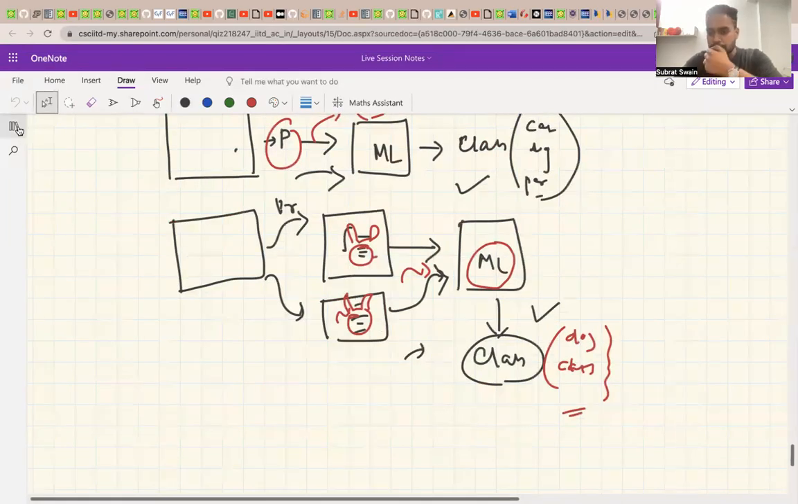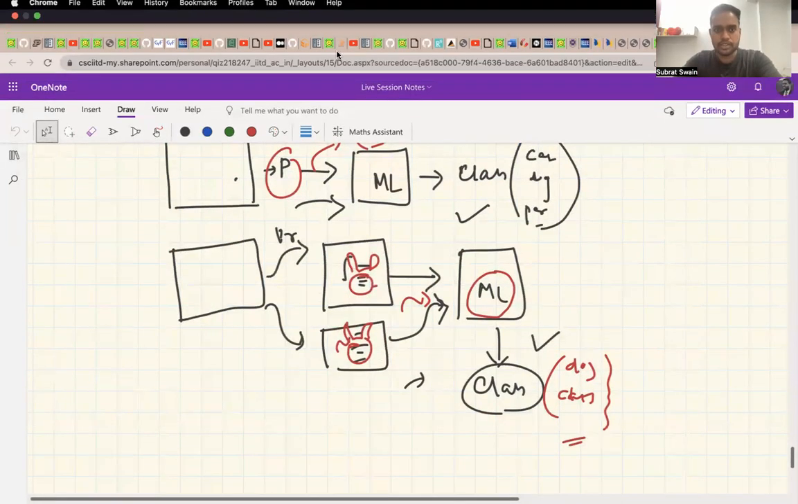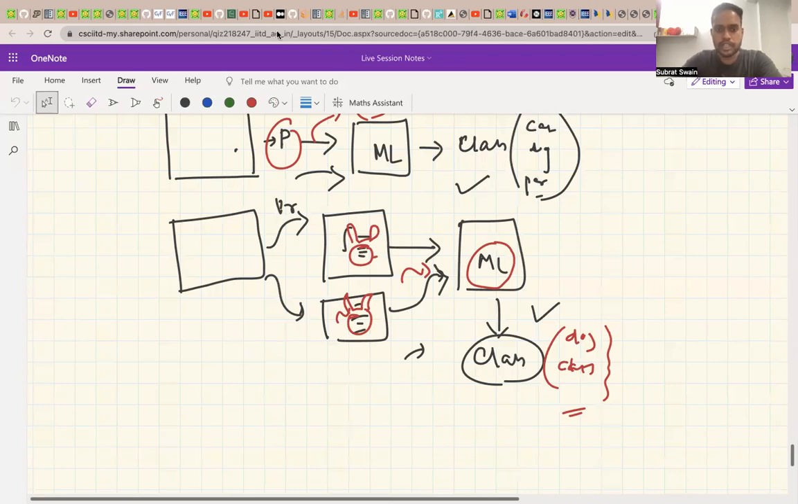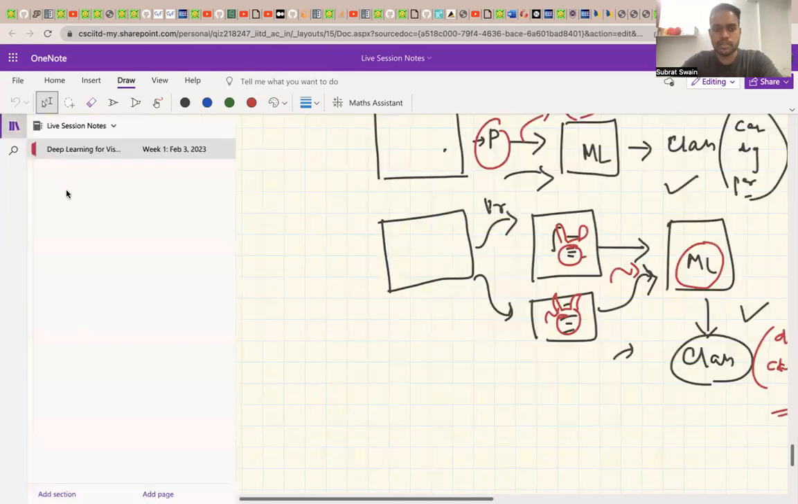So is everything clear to all the people? How many people are there? 5 people are there. So for the people who joined last class, is this clear? Does this make sense to you? Could you remember what was done?